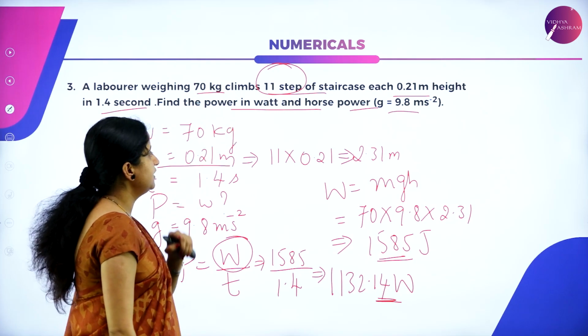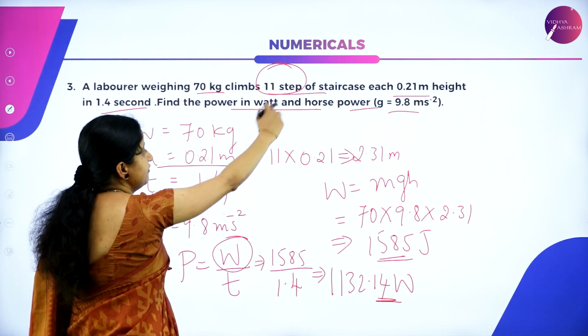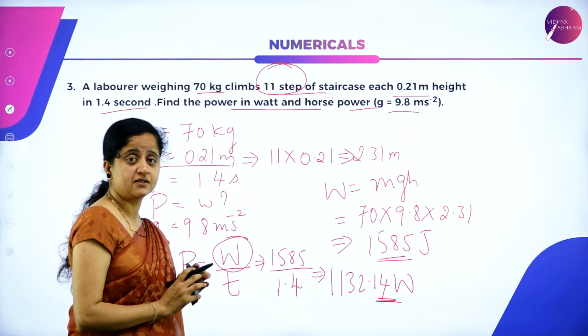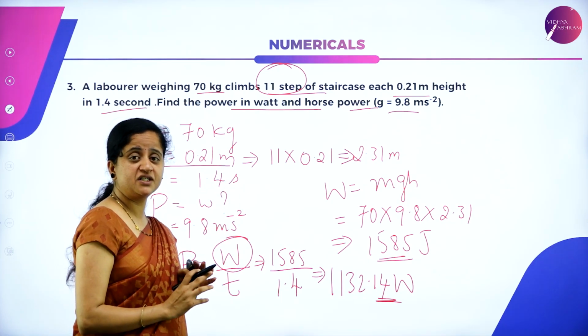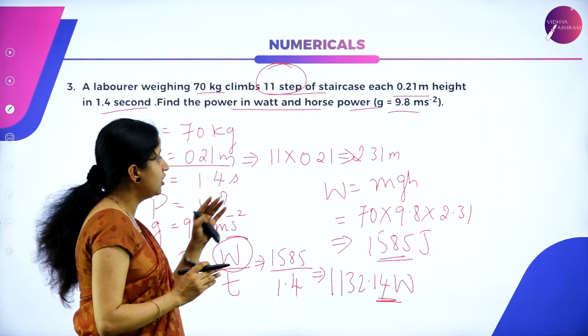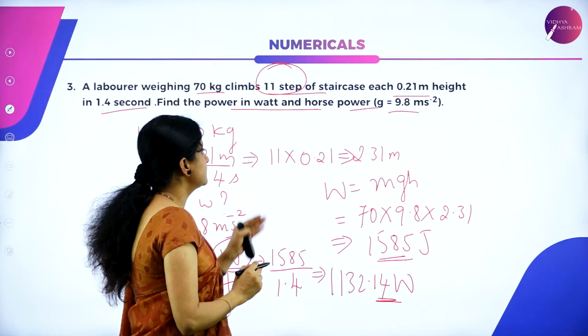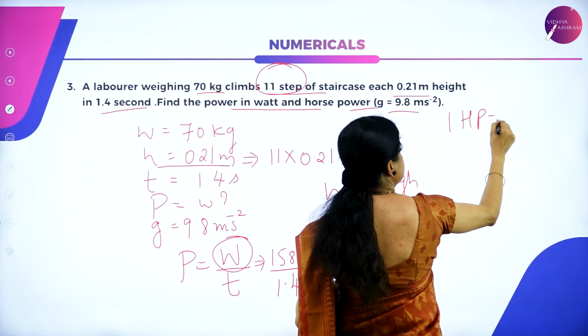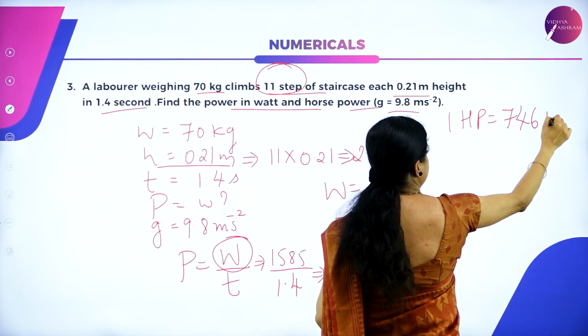Now, the question is to find the power both in watt and horsepower. So, how to calculate this power in horsepower? For that we must have the knowledge of what 1 horsepower is equivalent to. 1 horsepower is equal to 746 watt.